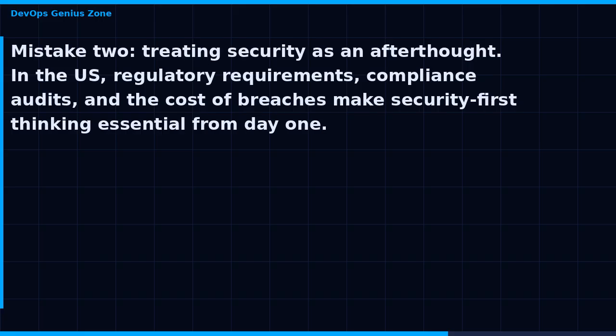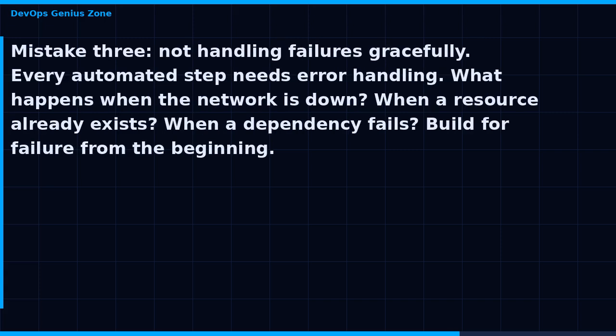Mistake 3: Not handling failures gracefully. Every automated step needs error handling. What happens when the network is down? When a resource already exists? When a dependency fails? Build for failure from the beginning.